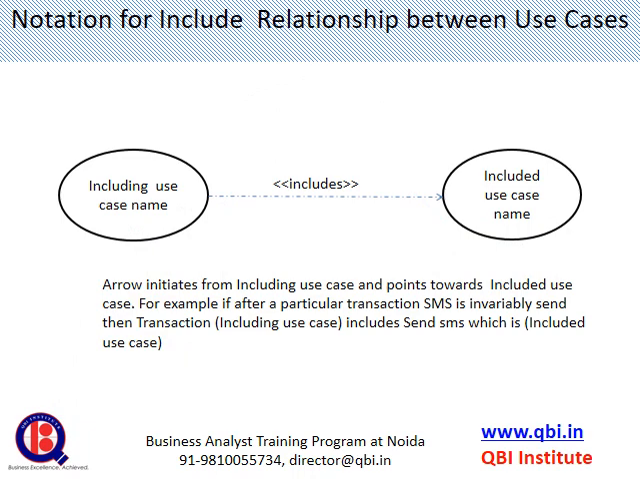Include relationship between use cases. There can exist an include relationship between two use cases. The notation for the include relationship is a dashed arrow with the word includes written over it within a guillemet. The arrow initiates from the including use case and it points towards the included use case.